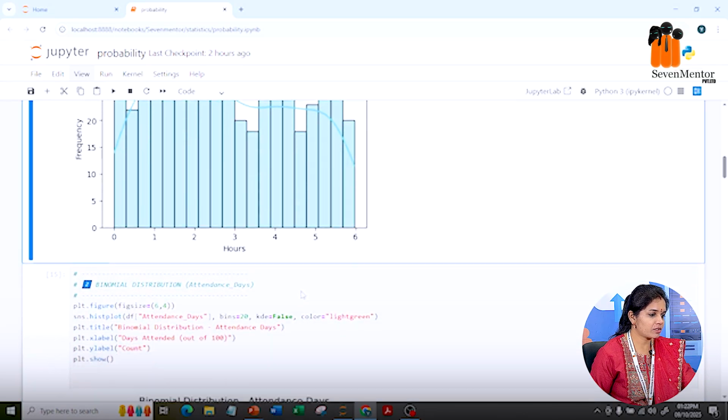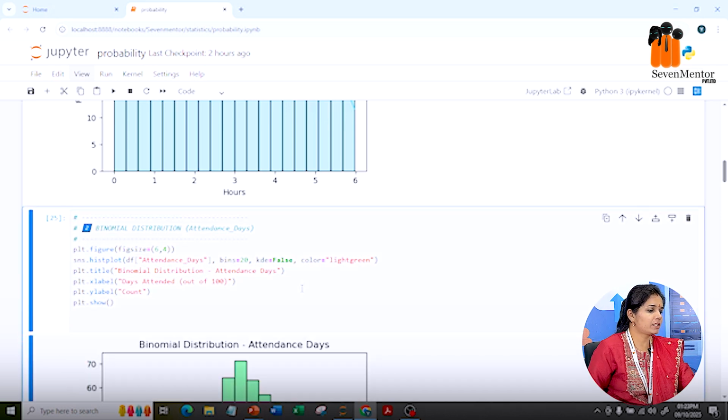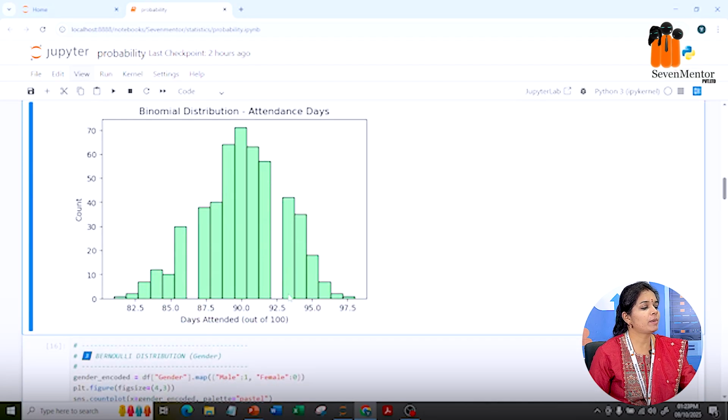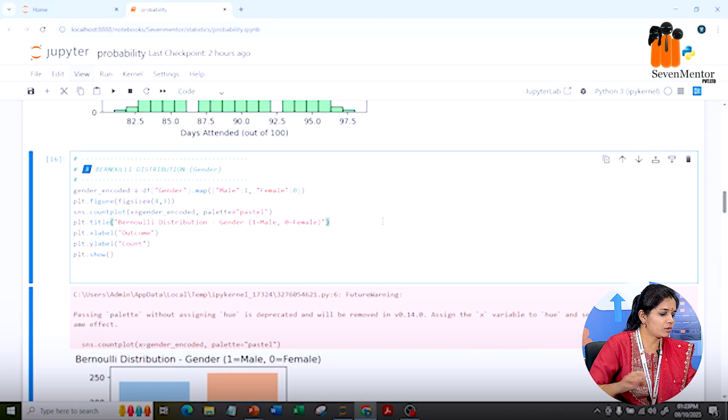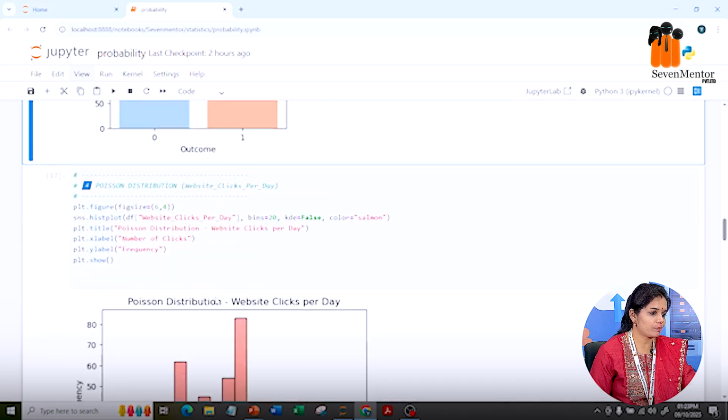Events we discussed already. Binomial, what is the binomial? It will have an outcome, pass, fail, success, failure. Then it will have a number of experiments conducted, right? Just revising the concepts also. So see, this is the binomial distribution. Bernoulli distribution will have only two outcomes, pass, fail, tossing of a coin, heads, tails, etc. See, Bernoulli will give only two.